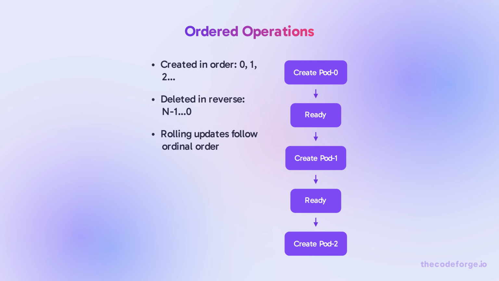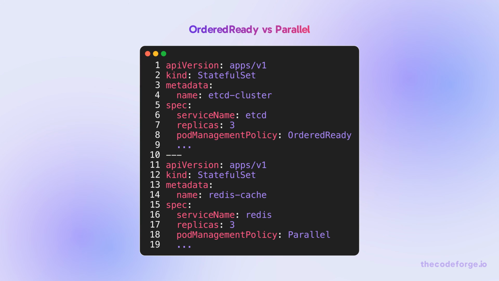StatefulSets create pods sequentially. Pod 0 starts first, then pod 1, and so on. Deletion happens in reverse. This ordering is critical for quorum-based systems. The default pod management policy is OrderedReady. For systems that don't need ordered startup, Parallel creates all pods at once, faster but risky for quorum.